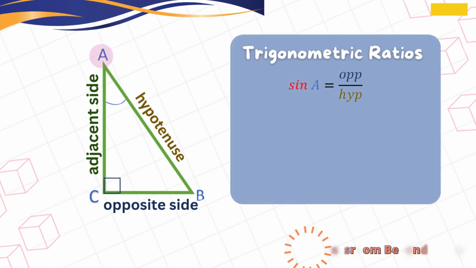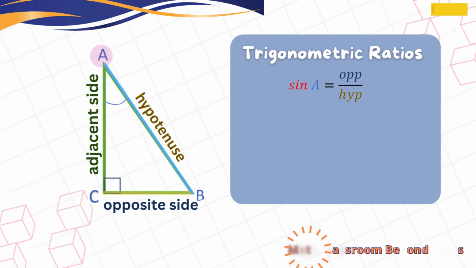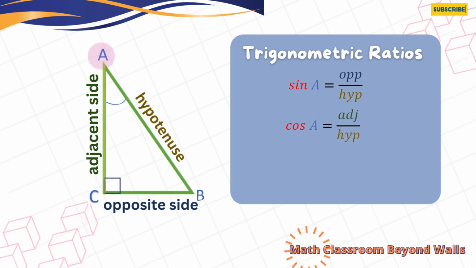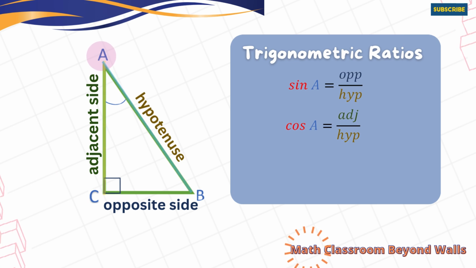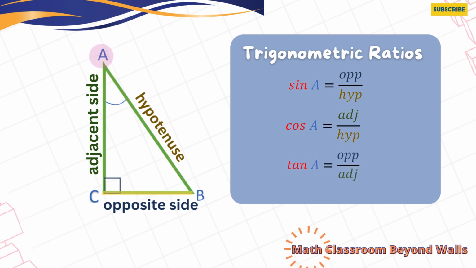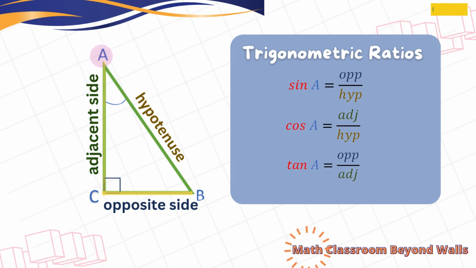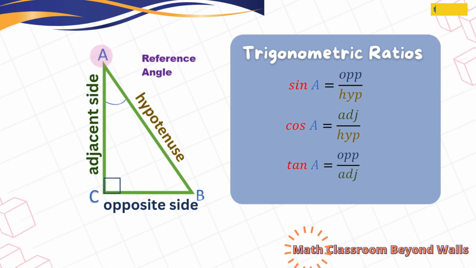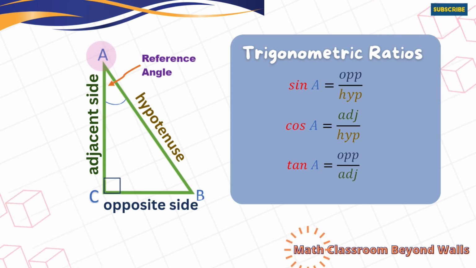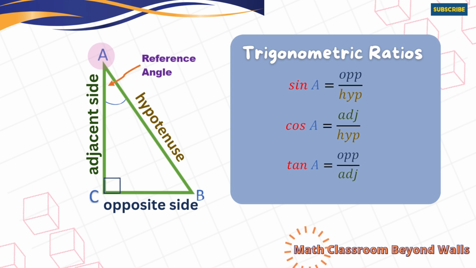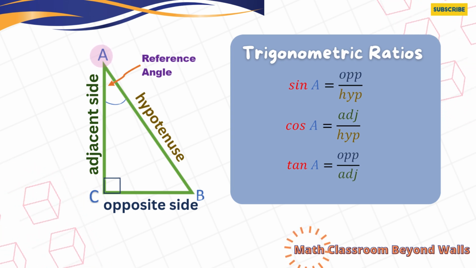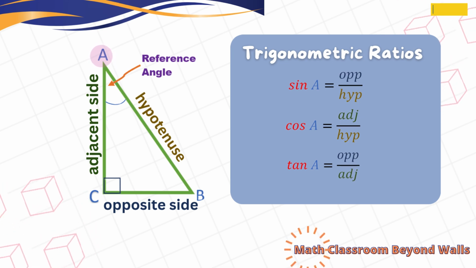Sine A is equal to opposite side over the hypotenuse. Cosine A is equal to adjacent side over the hypotenuse. And tangent A equals opposite side over the adjacent side, where angle A is the reference angle as shown in the figure. For the detailed discussion on how to label the sides of a right triangle, watch the video on trigonometric ratios. The link is down below.